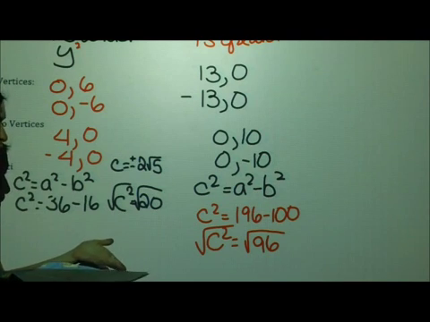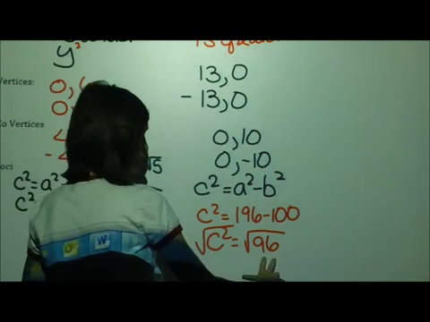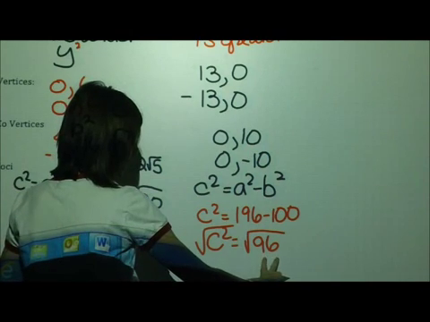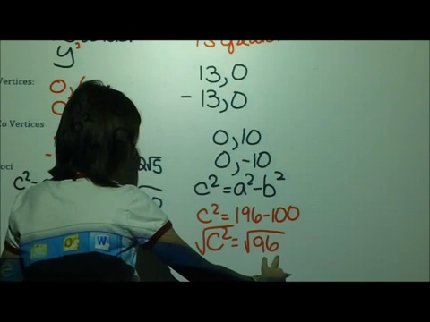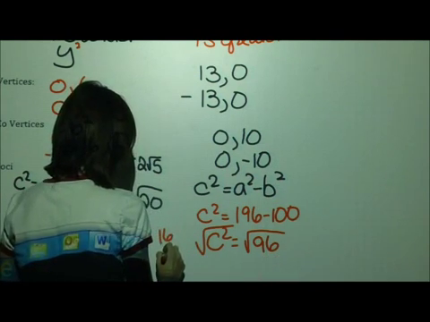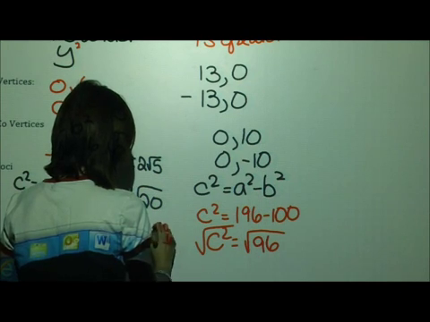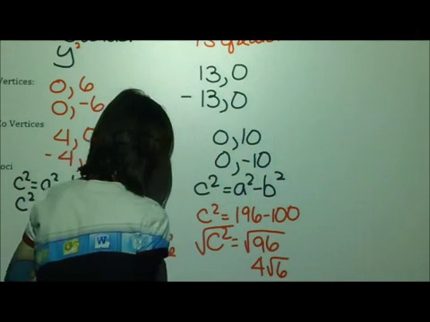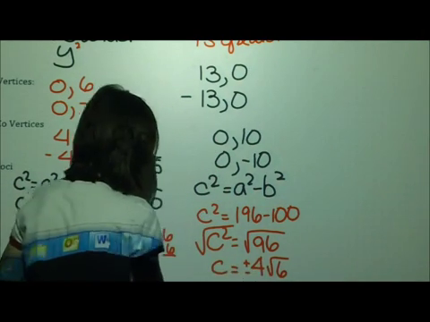So go ahead and simplify it, and ask yourself what's the largest perfect square that goes into it. And let's see, that would be 16. 16 goes into it 6 times. So it would be 4 root 6. So c equals plus or minus 4 root 6.